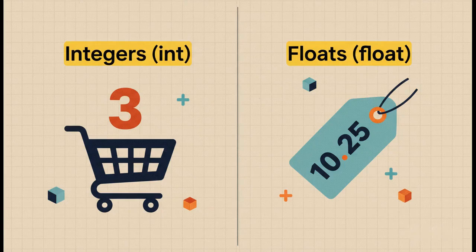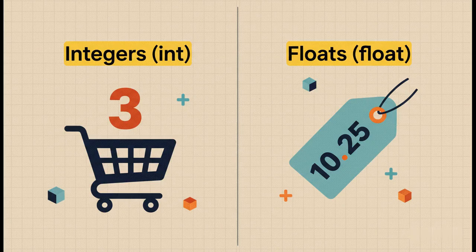All right, next up are numbers. Python basically splits them into two main categories. First, you have integers, or int, which are just your basic whole numbers. Think 3 items in a shopping cart. Then you have floats, and those are for any number with a decimal point. You know, like a price tag that says $10.25.